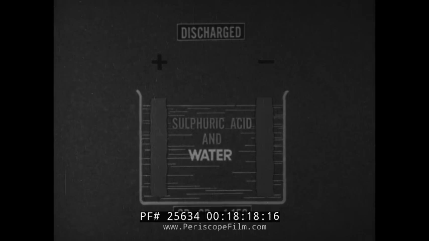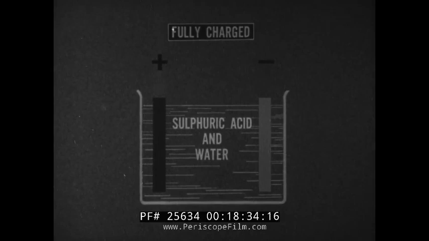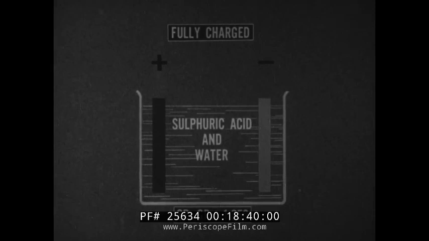This change in specific gravity is a sure clue, therefore, to the state of charge of the cell, and the hydrometer makes it an easy phenomenon to detect. Correspondingly, as the battery is charged, the sulfate leaves the plates, recombines with hydrogen to form sulfuric acid, and the specific gravity of the electrolyte increases.